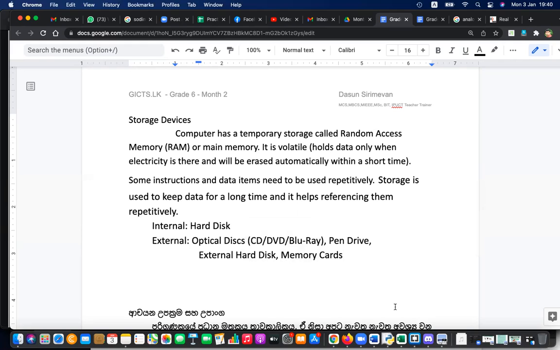All these are internal and external memories. That means you can keep data for a long time. Okay, please write down this and let me know once you are done. I'll show you some examples for memory cards now, right?